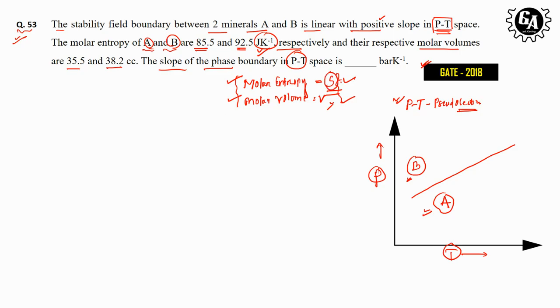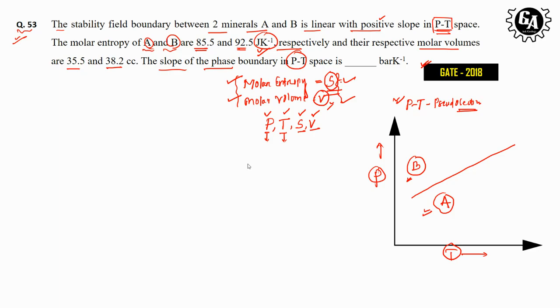The question gives the molar entropy S and molar volume V. So I have to establish a relationship between P, T, S and V: pressure, temperature, entropy, and volume. This is molar volume, this is molar entropy, this is the temperature of the system, this is the pressure of the system, the pressure and temperature of these two mineral phases.